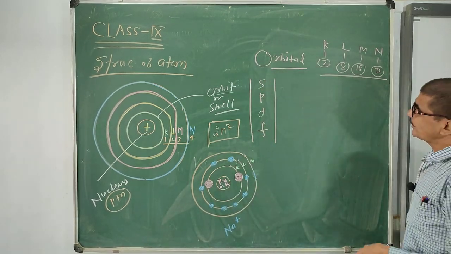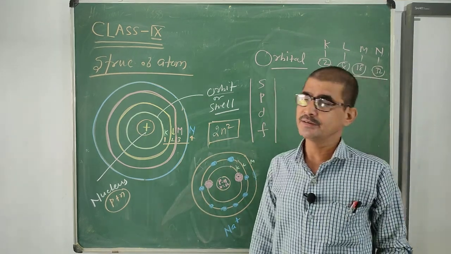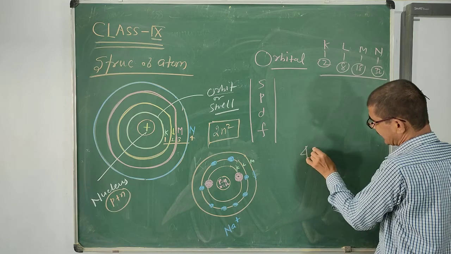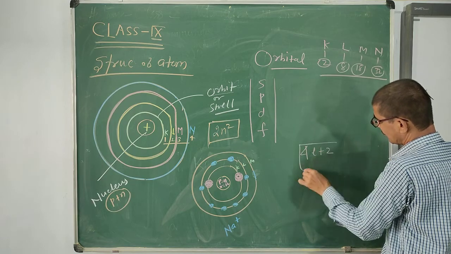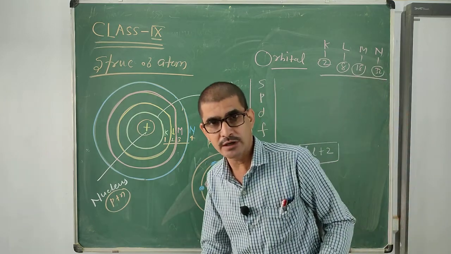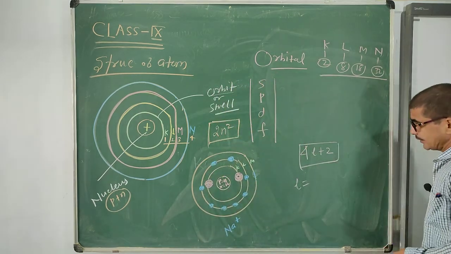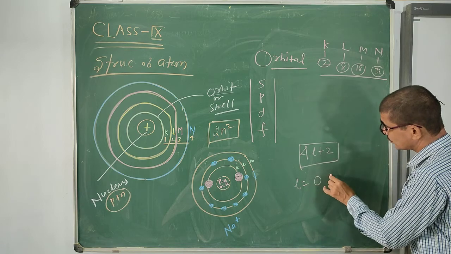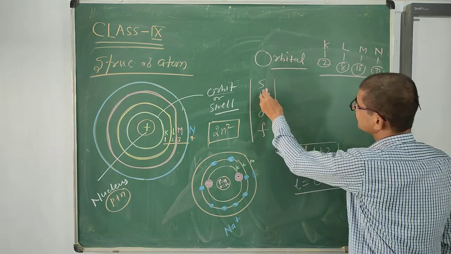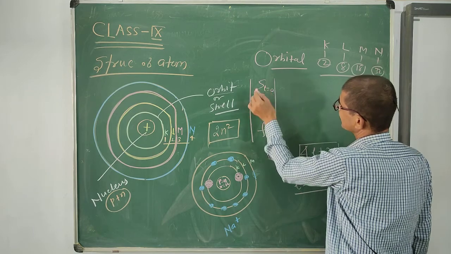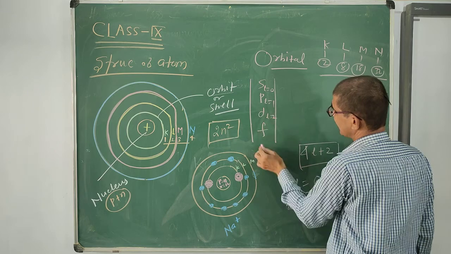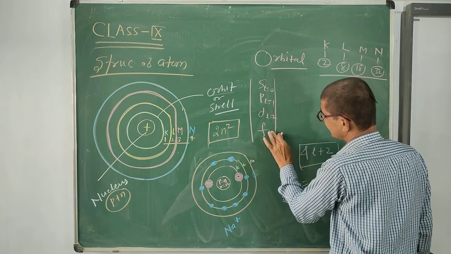Now, how many electrons are present in an orbital? This can be calculated with the help of the formula 4L plus 2, where L is the azimuthal quantum number, we will discuss later on. It starts from 0, 1, 2, 3, etc. Okay. So, in the case of the S orbital, L is 0, for P, L is 1, for D, L is 2, and for F, L equals 3.